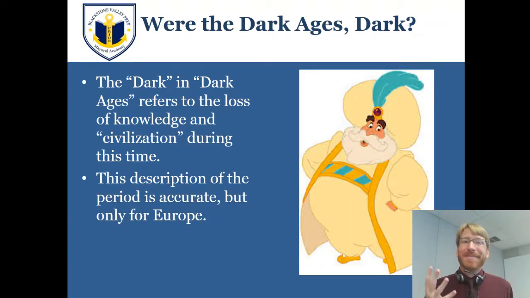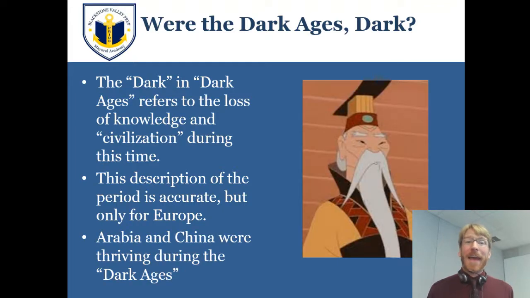But it's important to know that this is really only an accurate description of Europe during the time. The whole world was not in a dark age. So while Europeans didn't know how to do these things that they could once do, the rest of the world, they remember. In fact, Arabia and China, two areas that we're going to be talking about later in the year, were thriving during this European Dark Age. So be very careful when we're talking about the Dark Ages. Make sure that you remember that it's only talking about Europe as being in this Dark Age. The rest of the world doing just fine.